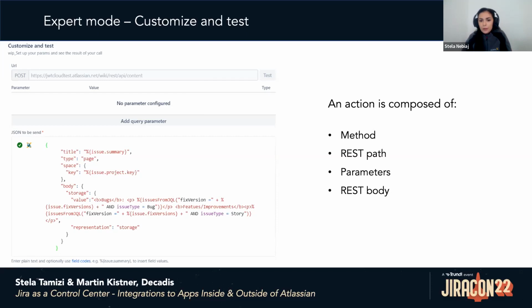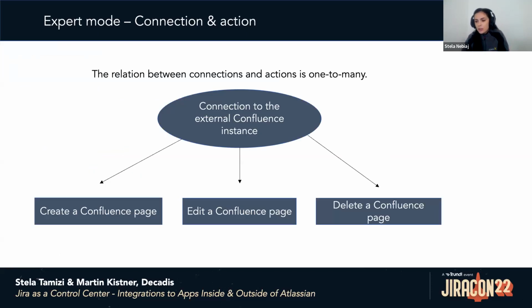So the relation between connections and actions is actually one-to-many. It means that one connection can be used by many actions. This is for helping you set up once the connection to an external service with all it needs for authenticating, etc. And you can use it for doing lots of things in the other service. Like, for example, we have the connection to the external Confluence instance that we need for our scenario. And what we do is we create a Confluence page in this case. But we can also use this connection to edit a Confluence page or delete a Confluence page in the other service.